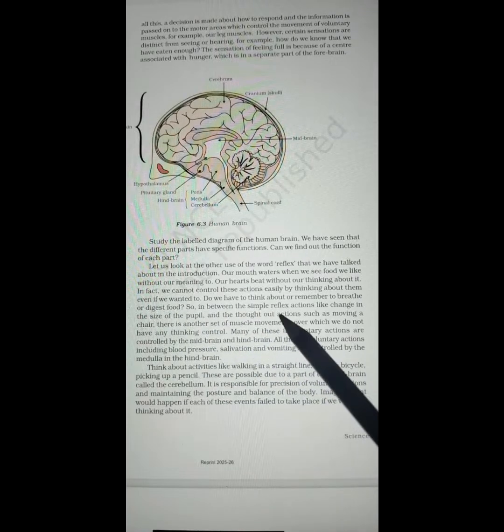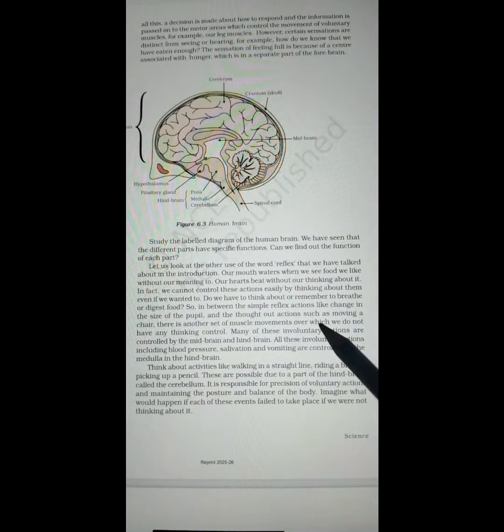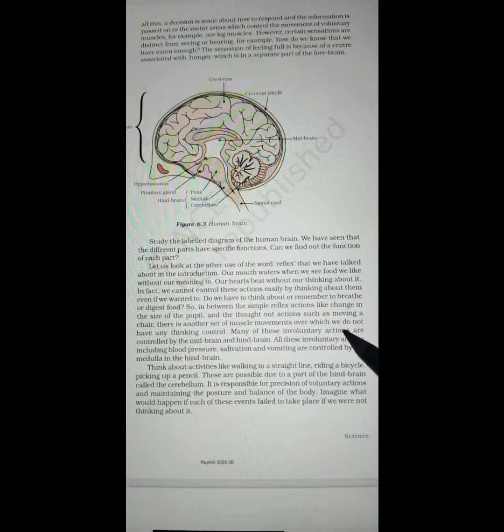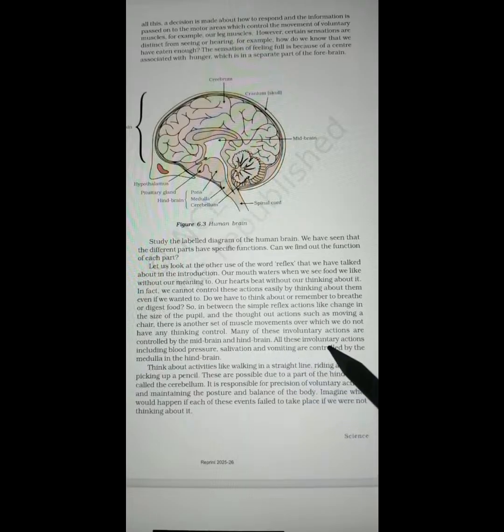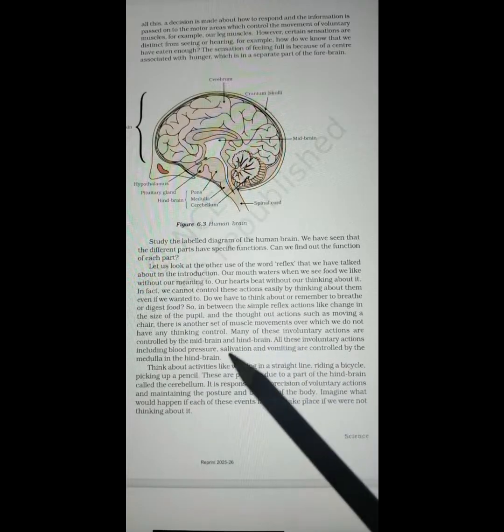So, in between the simple reflex actions like change in the size of the pupil, and the thought out actions such as moving a chair, there is another set of muscle movements over which we do not have any thinking control. Many of these involuntary actions are controlled by the midbrain and the hindbrain. All these involuntary actions, including the blood pressure, salivation, vomiting, are controlled by medulla in the hindbrain.